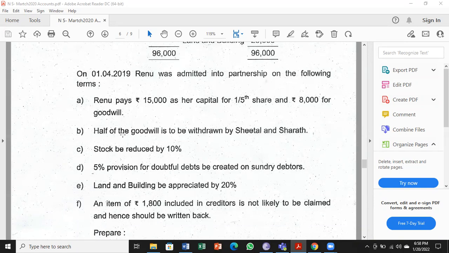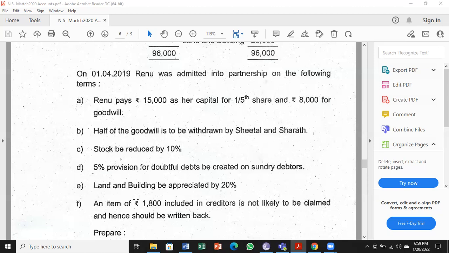Next term, that is B. Half of the goodwill is to be withdrawn by Sheetal and Sharath. So underline the word half. Next, C. Stock be reduced by 10%. D. 5% provision for doubtful debts be created on sundry debtors. E. Land and building be appreciated by 20%. F. An item of 1,800 included in creditors is not likely to be claimed and hence should be written back.